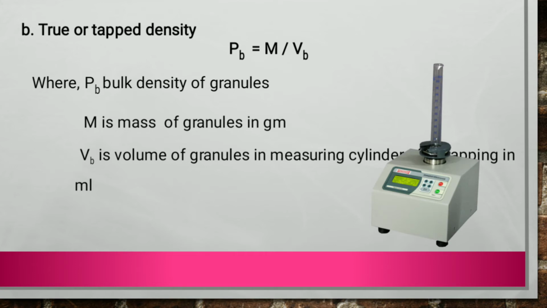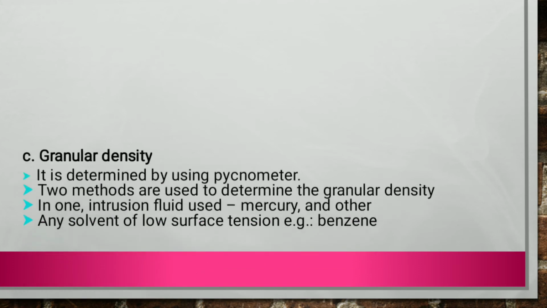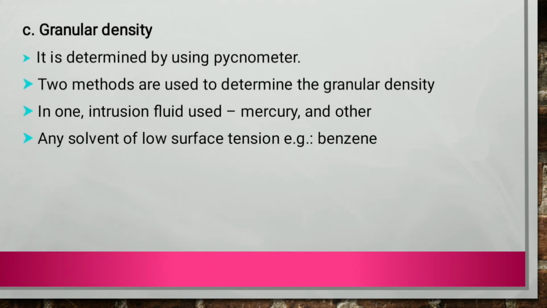Then the next is granule density, which can be defined as the ratio of mass of granular powder and granule volume. Here it is determined by using a pycnometer in the similar fashion as we have seen before.